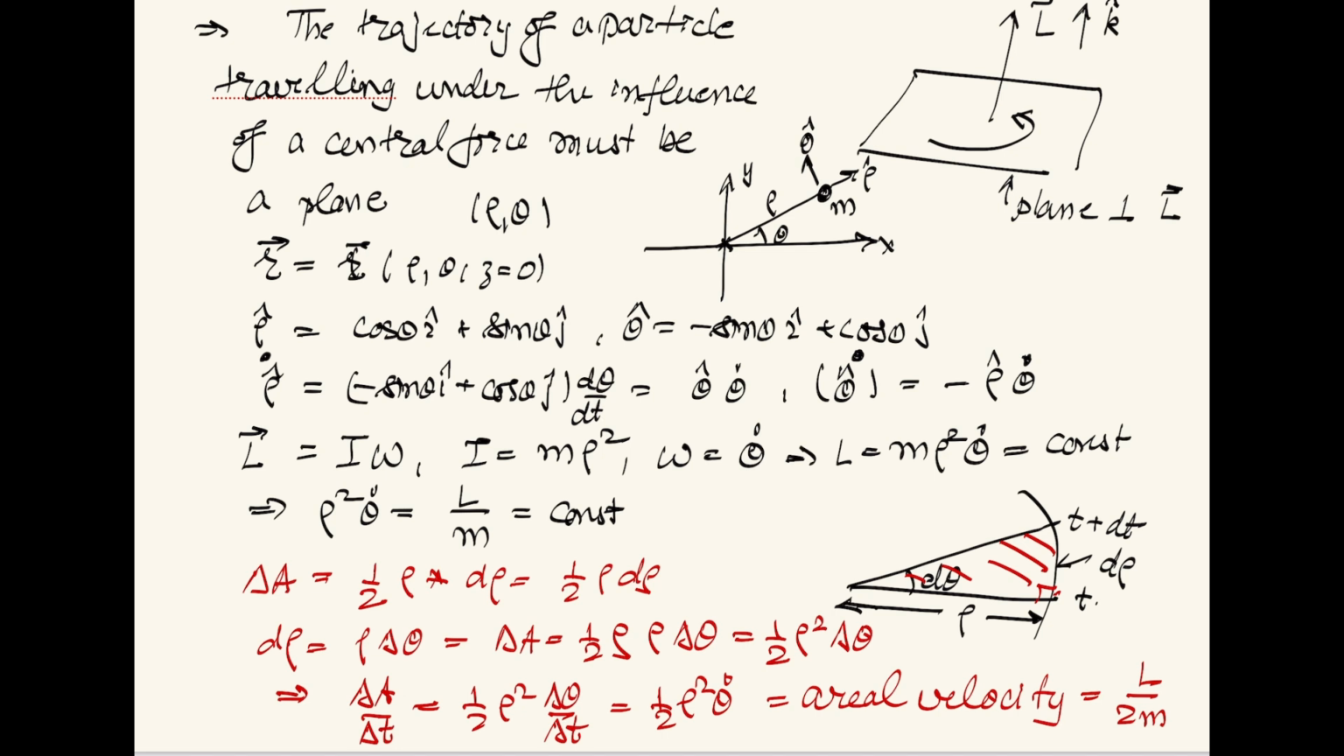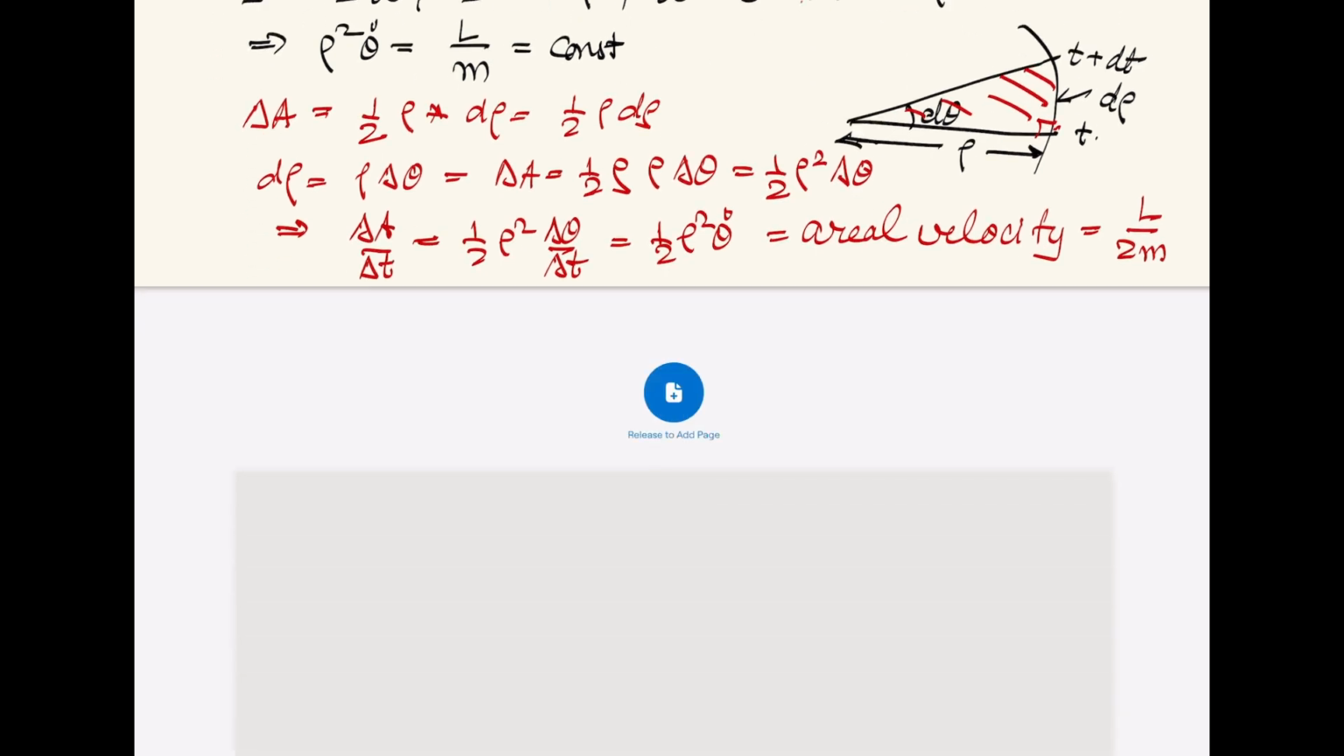Yes, exactly. And that automatically means that L by 2m is a constant, which means that angular momentum is conserved. So therefore this Kepler's second law, which essentially means that dA by dt is equal to constant, also implies that the L vector is conserved.